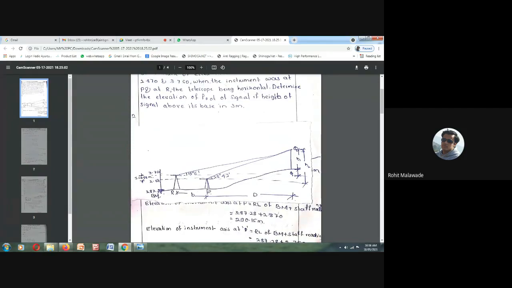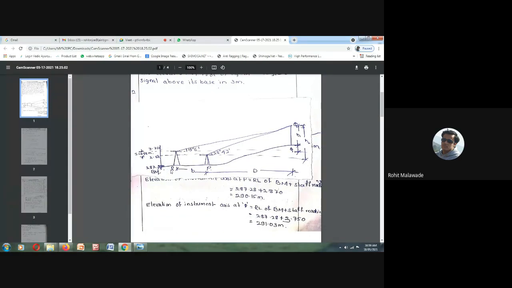Now, the elevation of the instrument axis at P: how can we determine the line of collimation? It is the RL of benchmark plus the staff reading. So here the RL of benchmark is 287.28 plus staff reading 2.870. So the RL of point P is 290.15 meter. Is it clear?